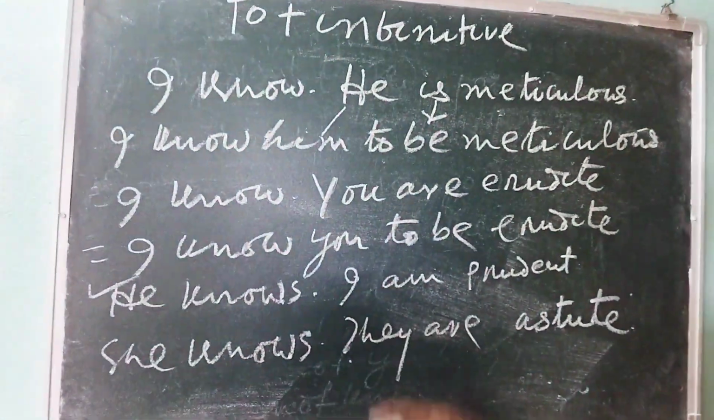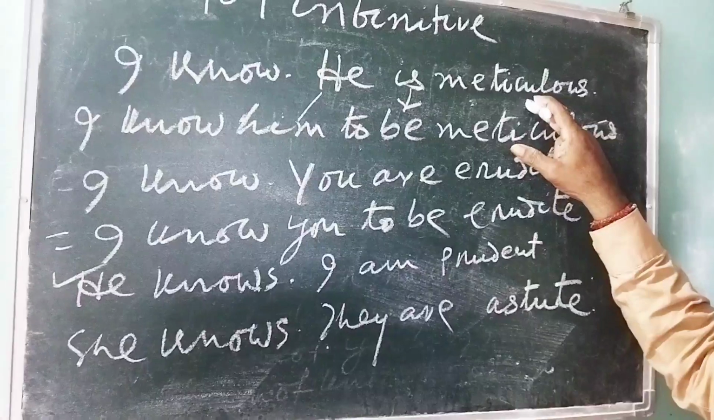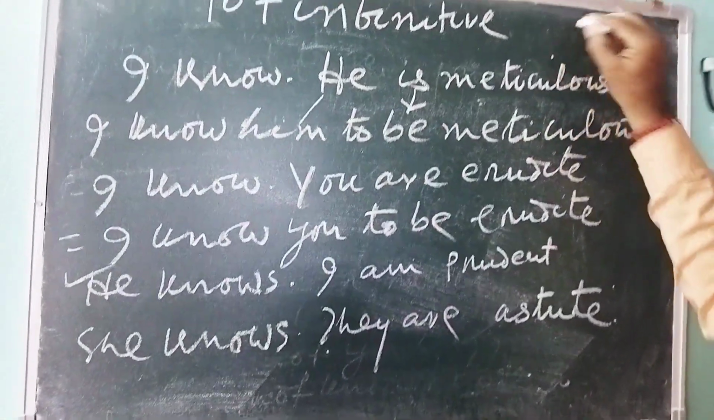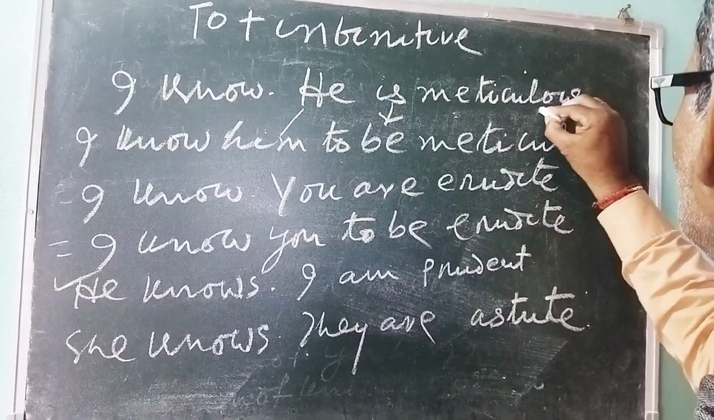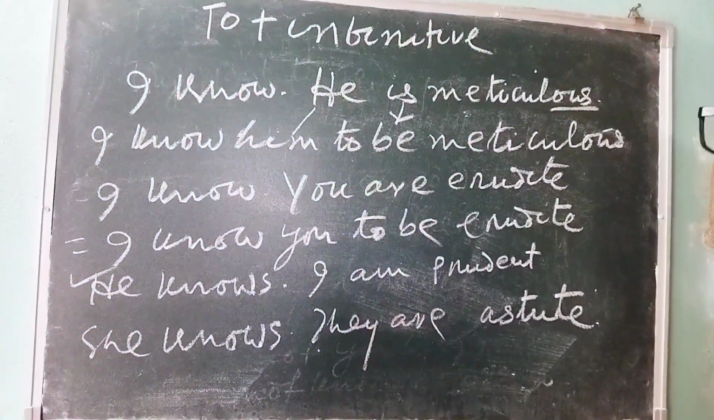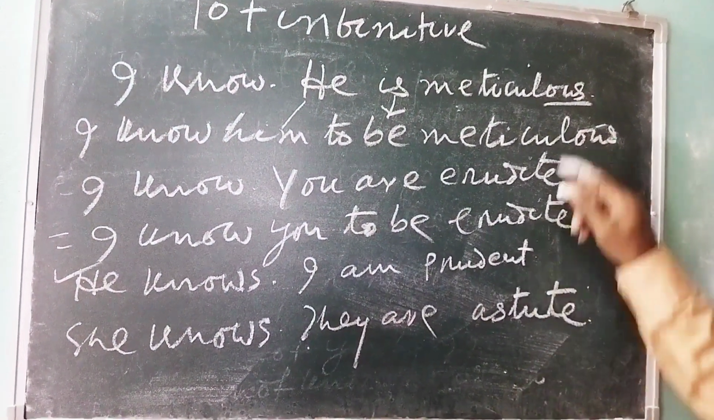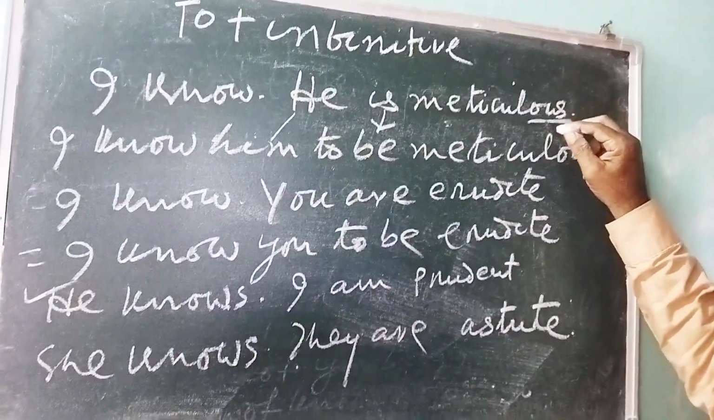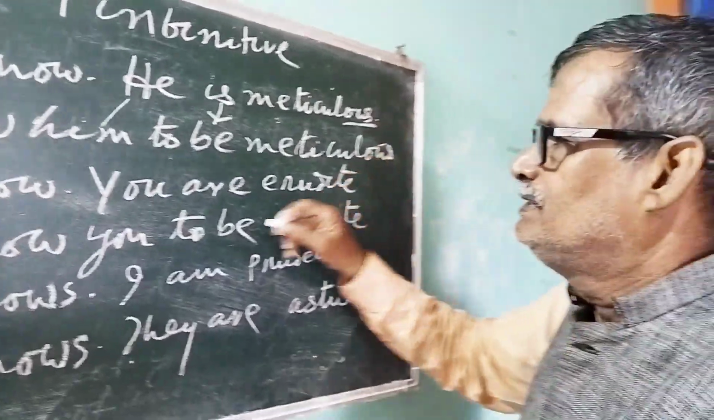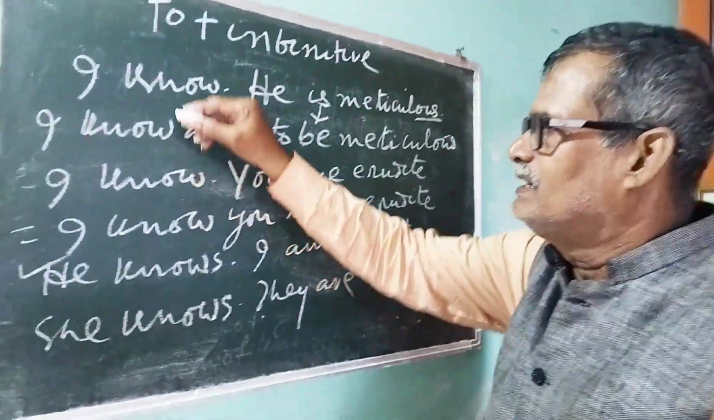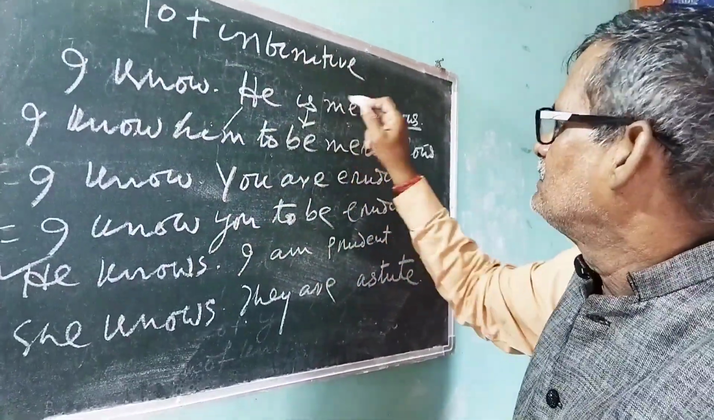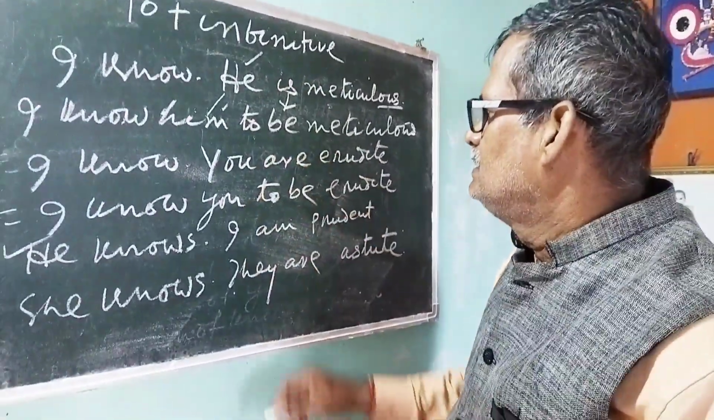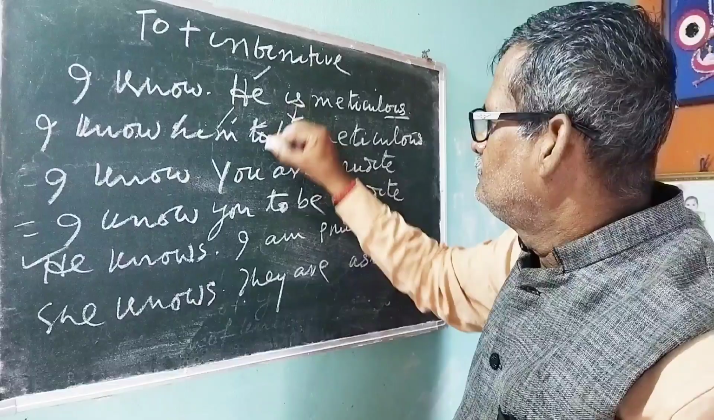Now, I know he is meticulous. Meticulous means scrupulous, careful. This is an adjective because this word ends with -ous. Remember, any word that ends with -ous, -less, -ful is called an adjective. So now come to the answer. I know. The second part of the sentence is he. So he becomes him as object. Then you add to.